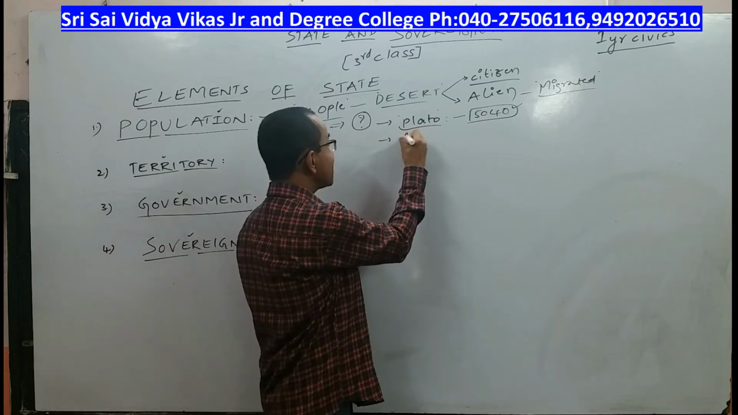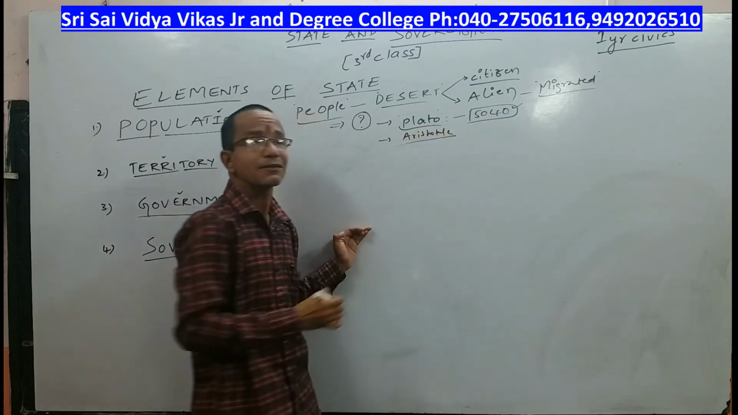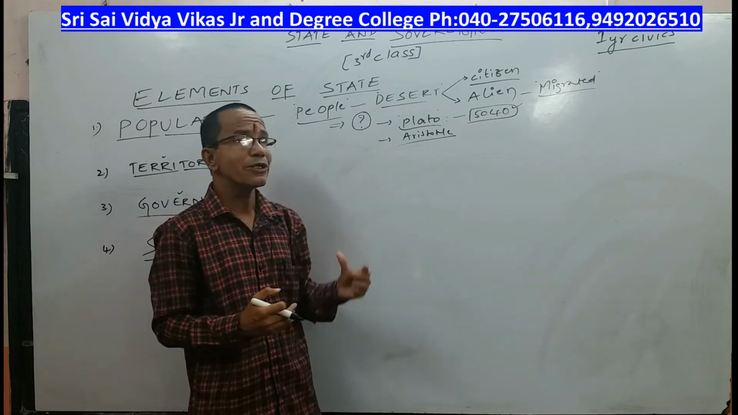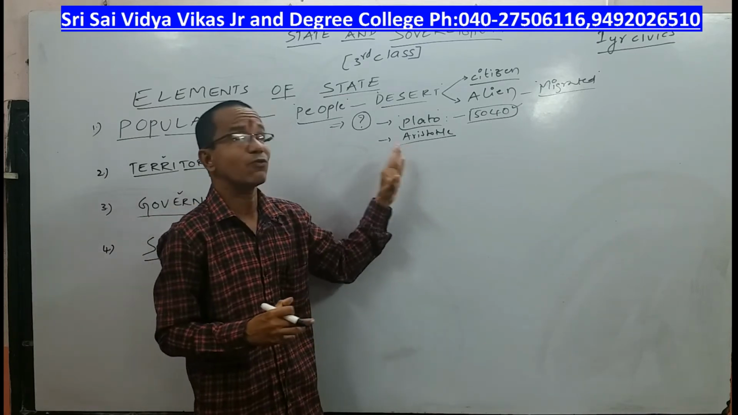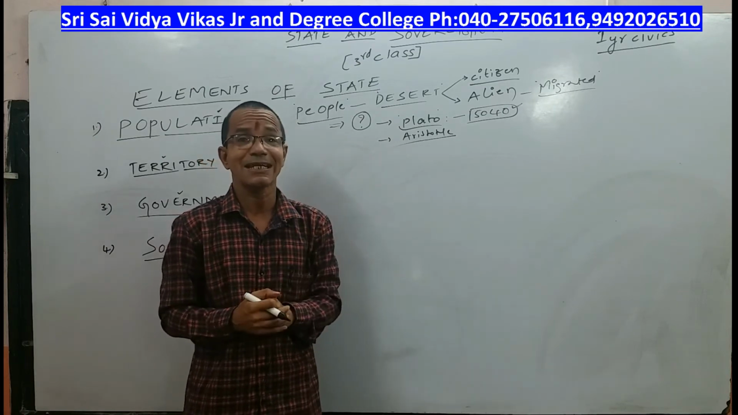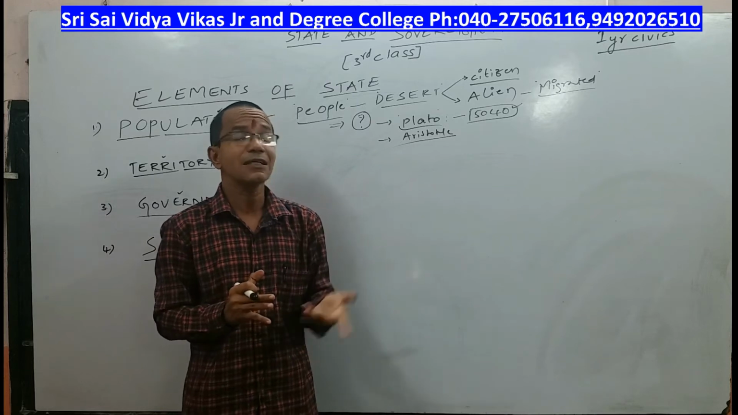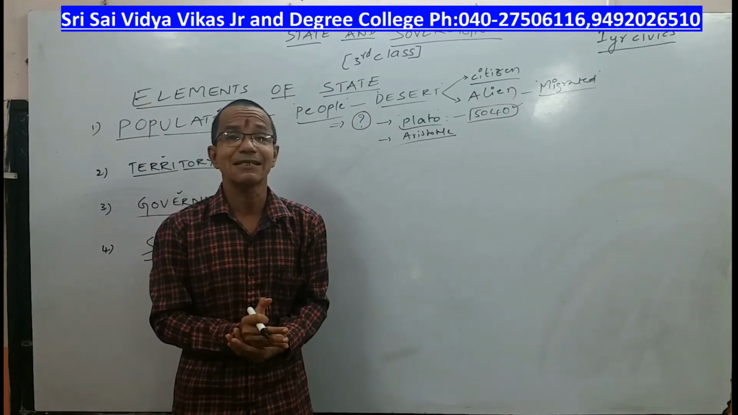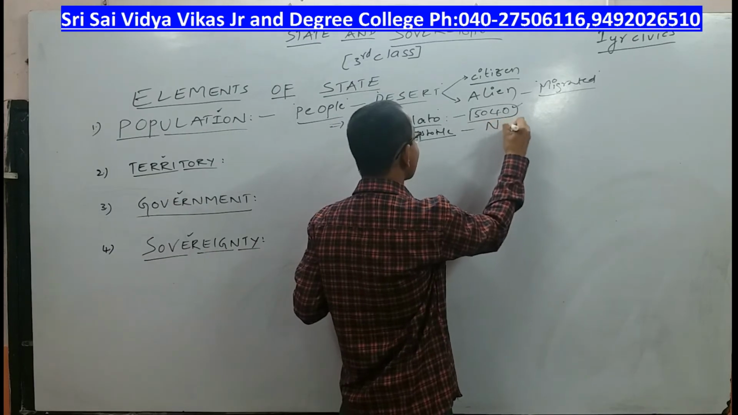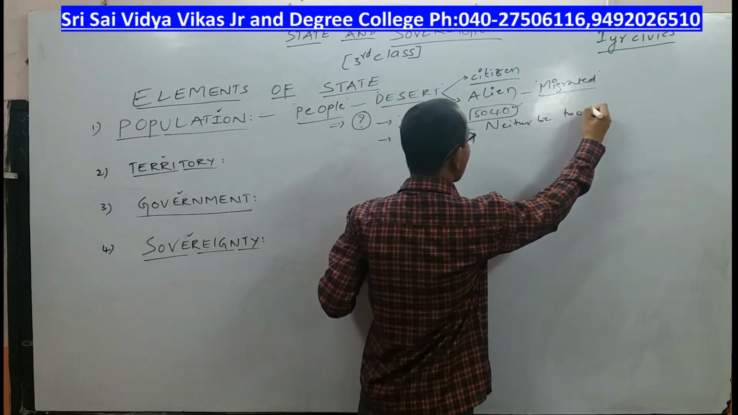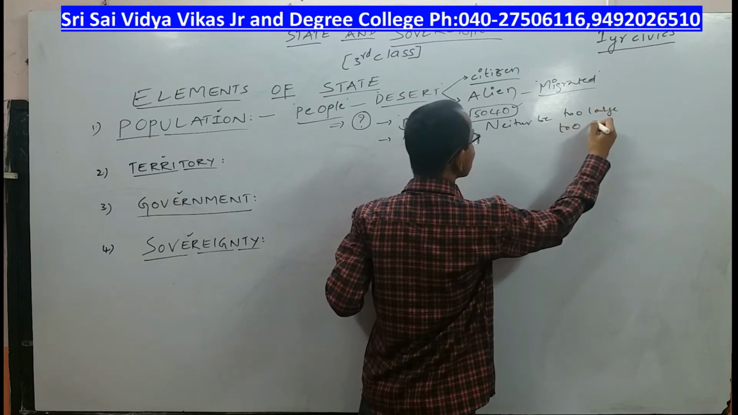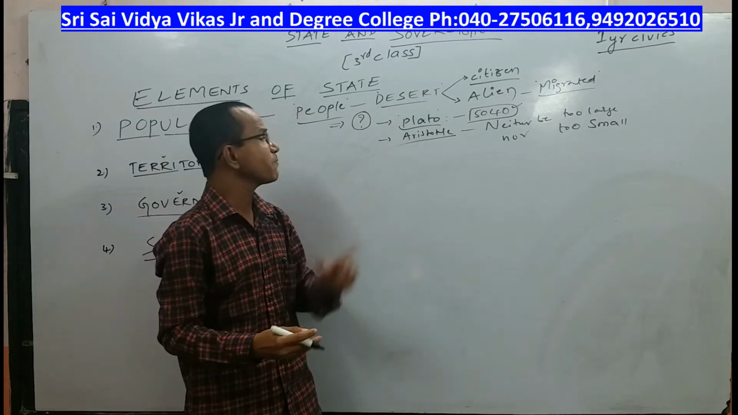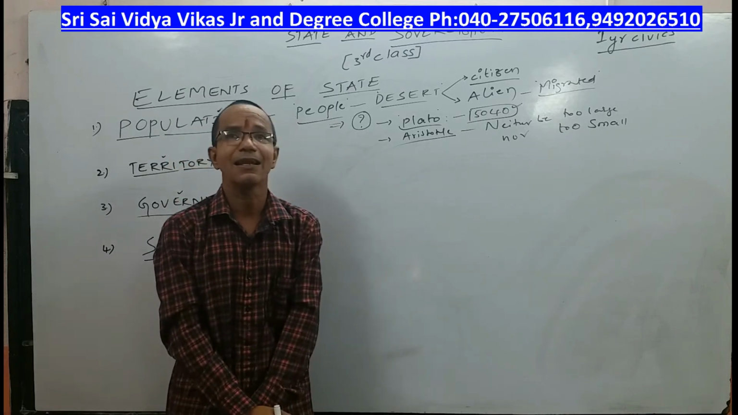Whereas you know that Aristotle is the father of political science. He never fixed the boundaries for the population of a state, but he always said that the population is according to the area of the state. It should be neither too large nor too small. This is the aspect of Aristotle.